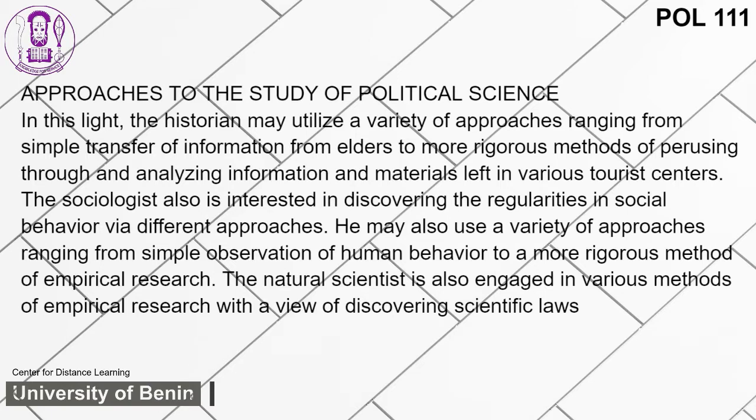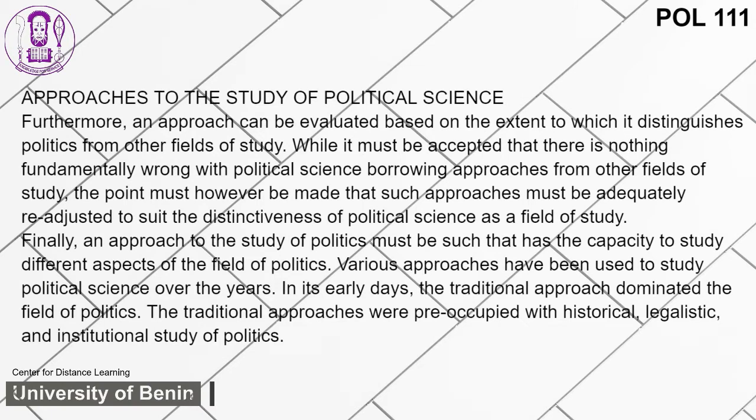The sociologist also is interested in discovering the regularities in social behavior via different approaches. He may also use a variety of approaches ranging from simple observation of human behavior to a more rigorous method of empirical research. The natural scientist is also engaged in various methods of empirical research with a view to discovering scientific laws. Approaches to the study of political science.